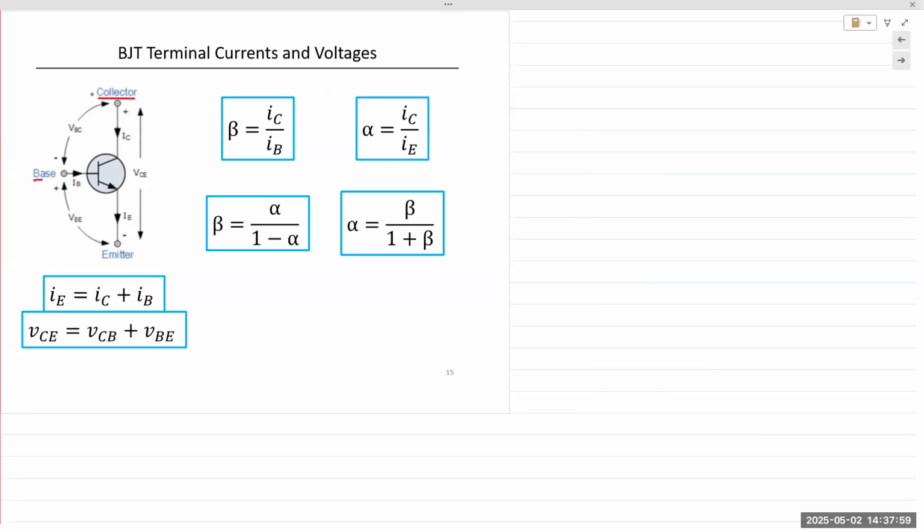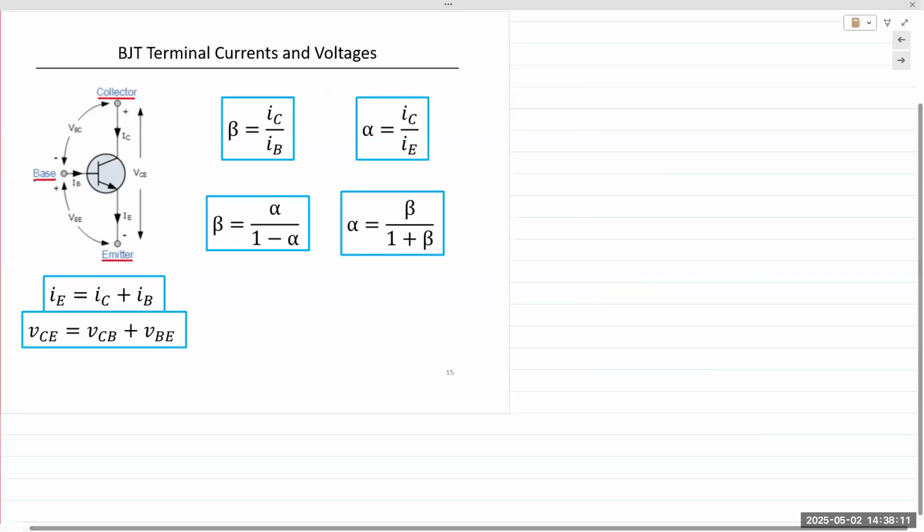And so here we're going to look at the terminal voltages and the terminal currents. Three terminals, three currents: IE, IC, and IB.